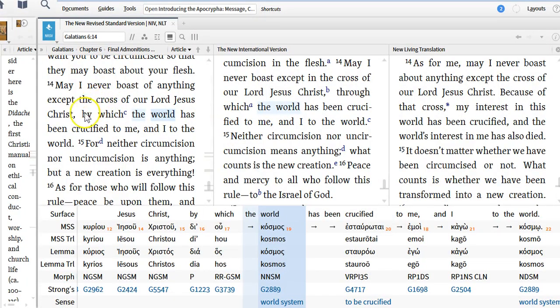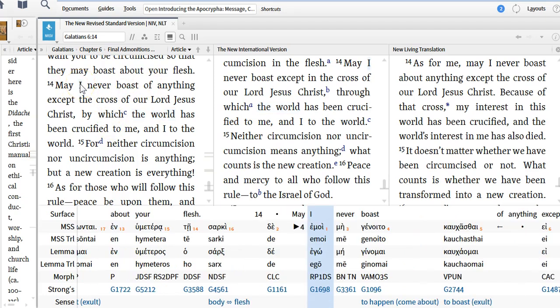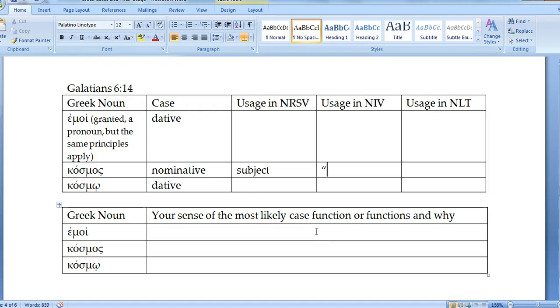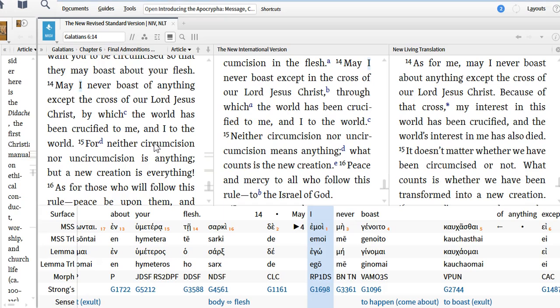Now, as to the datives that I asked you to look at. "May I never boast of anything." This is a strange use of the dative. I'll just cut to the chase, namely my handbook description of it as a dative of possession.